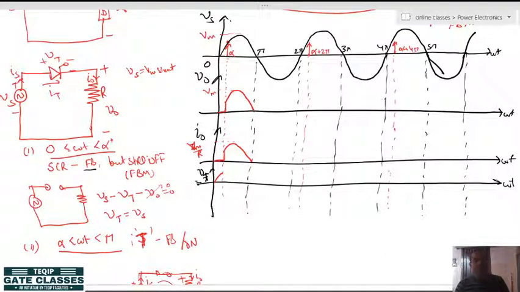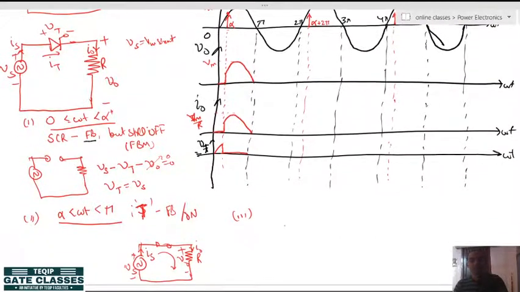Now, what is thyristor voltage at this time? Since thyristor is on, it is a short circuit switch, so the thyristor voltage will be 0. Now, let us go to next instant, that is third instant, that is from pi to 2 pi.